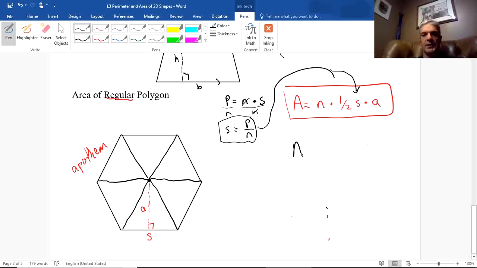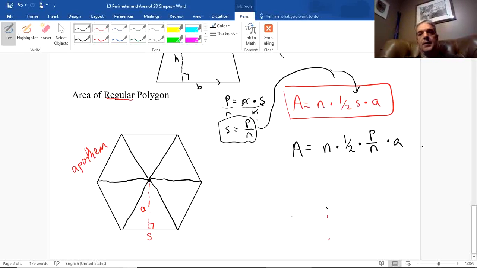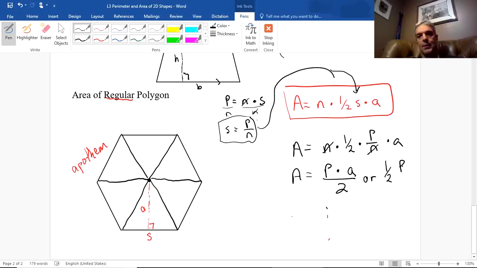And what I end up with is a equals n times 1/2 times p over n times a. Now multiplication is unique. These are all being multiplied, and that means the order that we do it in doesn't matter. Even the division doesn't matter. So in a sense, this n is going to multiply by p and then divide by n. Well, n divided by n is 1. So I can cancel these off, and I end up with a formula that looks like this: perimeter times a divided by 2, or 1/2 perimeter times a. You can take your choice there.